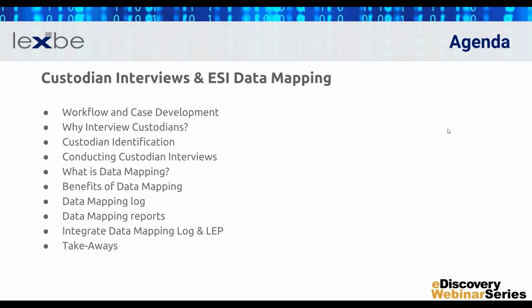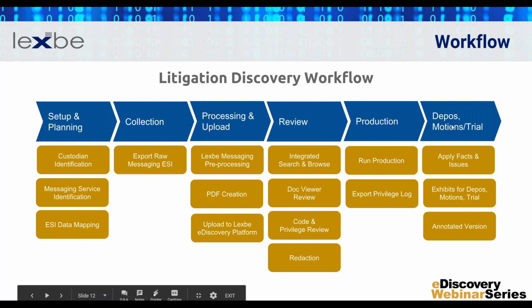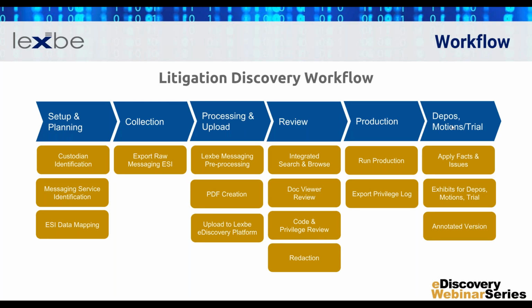The next slide here goes over the e-discovery workflow. And this shows up in the blue, the main stages of the case, and then down in orange are various subparts or tasks that are done or functions. The main things we'll be talking about here will be custodian identification on the left and data mapping as part of the setup and planning. This goes into collection as well. We have other webinars that cover these other subjects if you're interested in any of these things specifically.